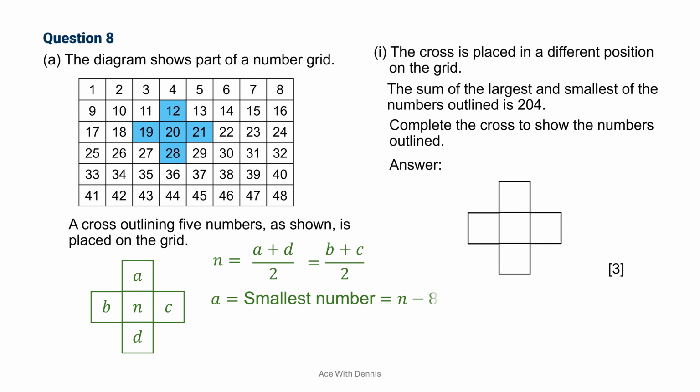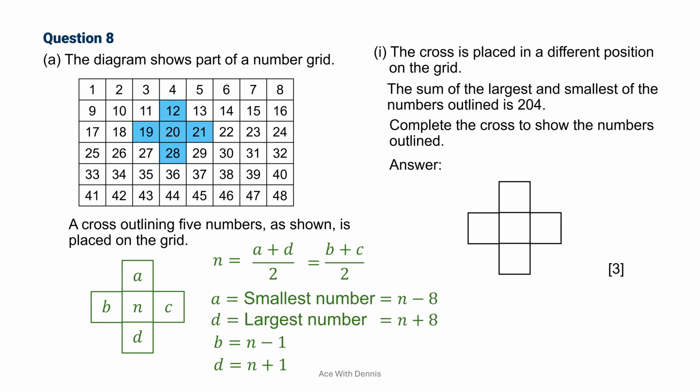A is the smallest number, which is n minus 8. And D is the largest number, which is n plus 8. For B, it will be one number smaller than n, hence n minus 1. C will be 1 greater than n, hence n plus 1.